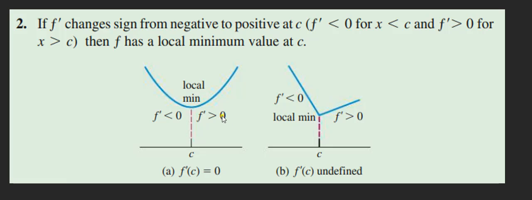Again, the only difference between these two is that f prime of C is equal to 0. However, you also have to be concerned about when f prime of C is undefined, because the relative or local minimum or maximum could occur when f prime of C is undefined as well.